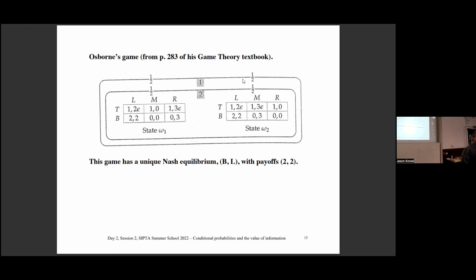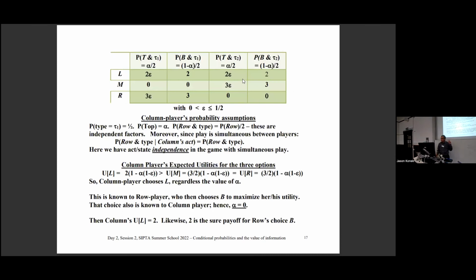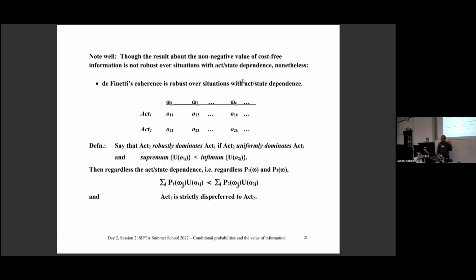So this is used as an example of how game theory players may strictly prefer not to learn cost-free information. And I'm saying, yes, that's correct, but Osborne is not correct to think this is only in games. This will happen when you have act-state dependence. That's the answer. So the point is, the reason this is happening is because of act-state dependence. I'm going to skip that. You're welcome to look at my analysis.